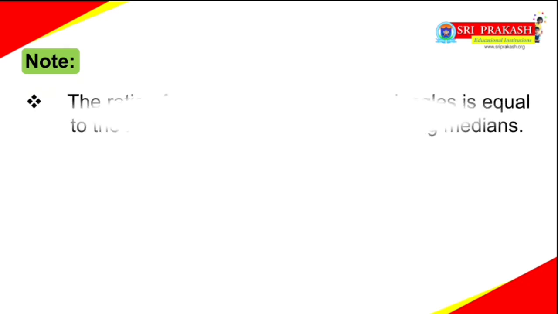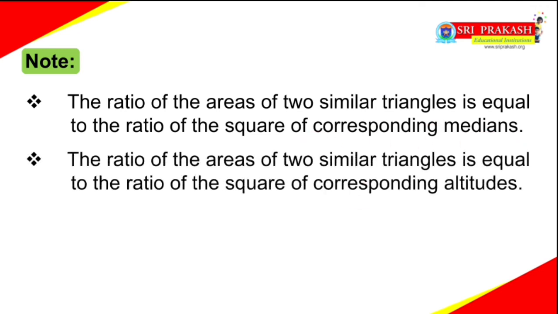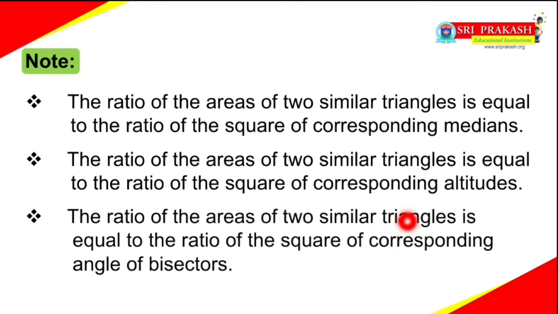Note, children, the ratio of the areas of two similar triangles is equal to the ratio of the square of corresponding medians. Next, the ratio of the areas of two similar triangles is equal to the ratio of the square of corresponding altitudes. Next, the ratio of the areas of two similar triangles is also equal to the ratio of the square of corresponding angle bisectors.